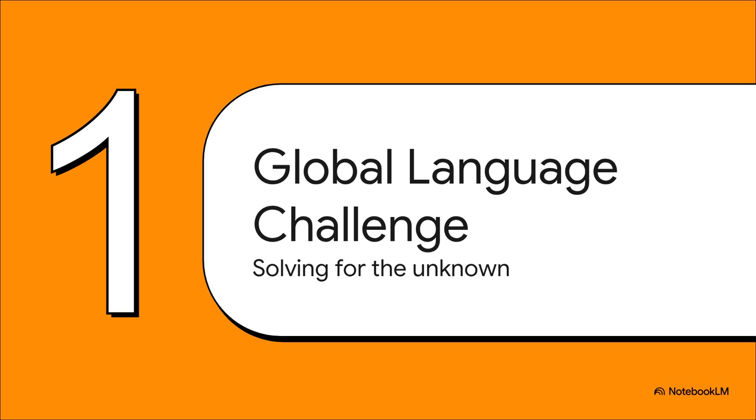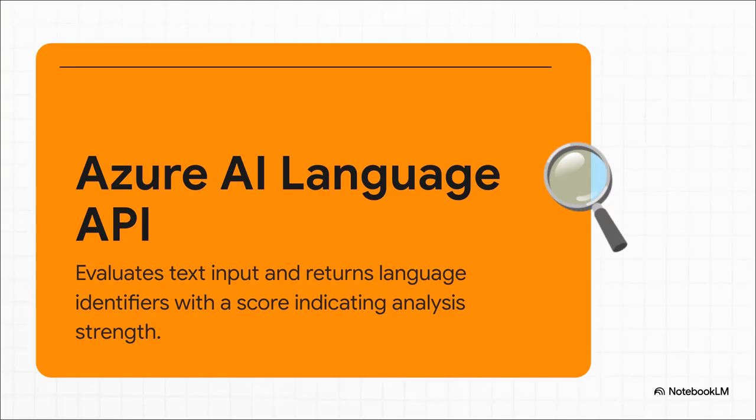Well, the answer lies in a really powerful tool that was built for this exact purpose. And here it is, the Azure AI Language Detection API. At its core, it's a super specialized tool that does one thing incredibly well. It looks at a chunk of text and tells you what language it's written in. But, and this is the cool part, it doesn't just guess. It gives you a score to tell you how sure it is.